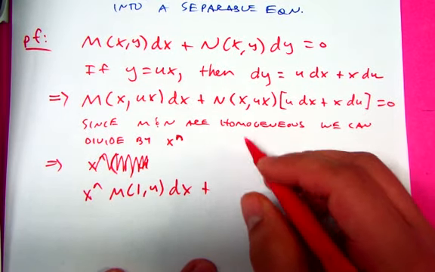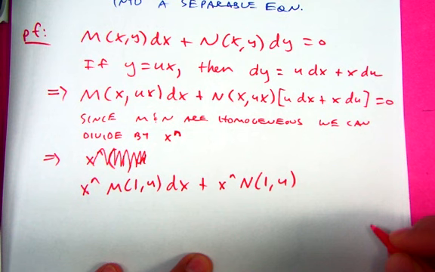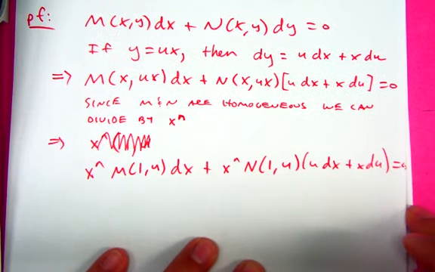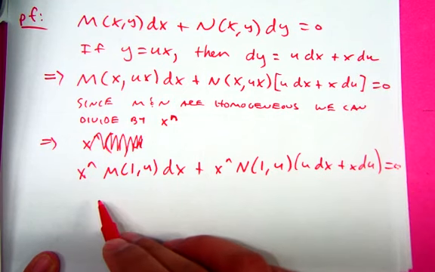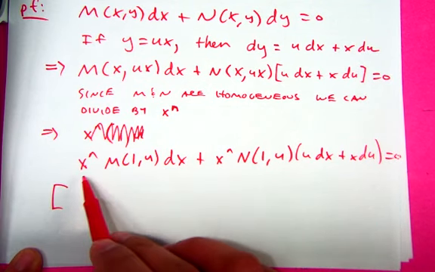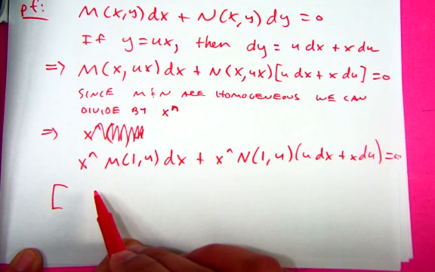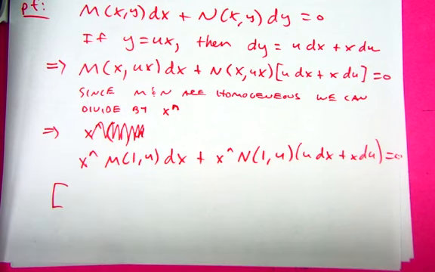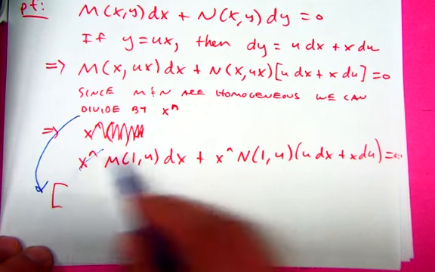Do the same thing here. So you take out x to the n, and then we have N of 1, u, and then we still have u dx plus x du equals 0. And now what I'm going to do is group all the dx terms together. So the dx terms would be, actually, hold on, I'm going slightly out of order. First, I'm going to factor out an x to the n. Now we're actually going to divide by x to the n so that these are no longer there.